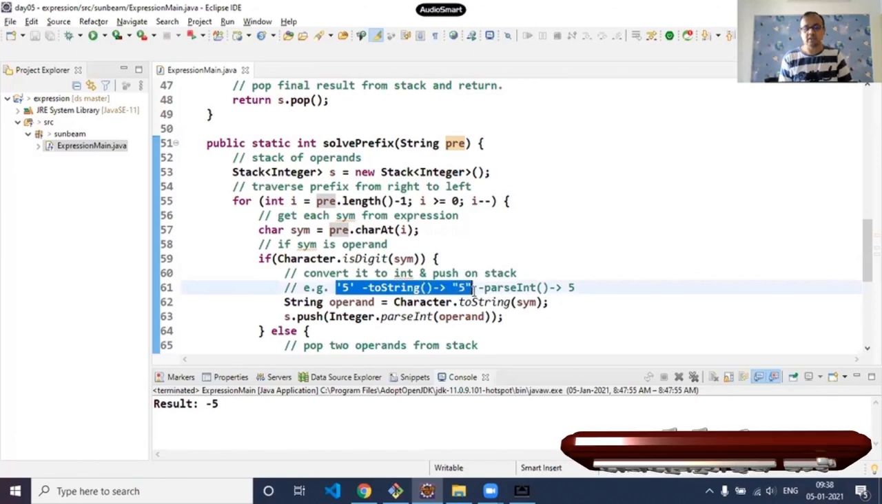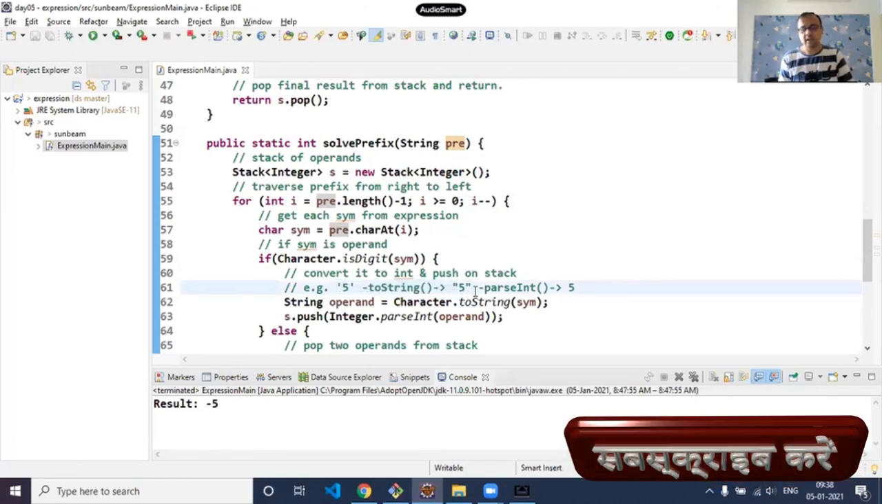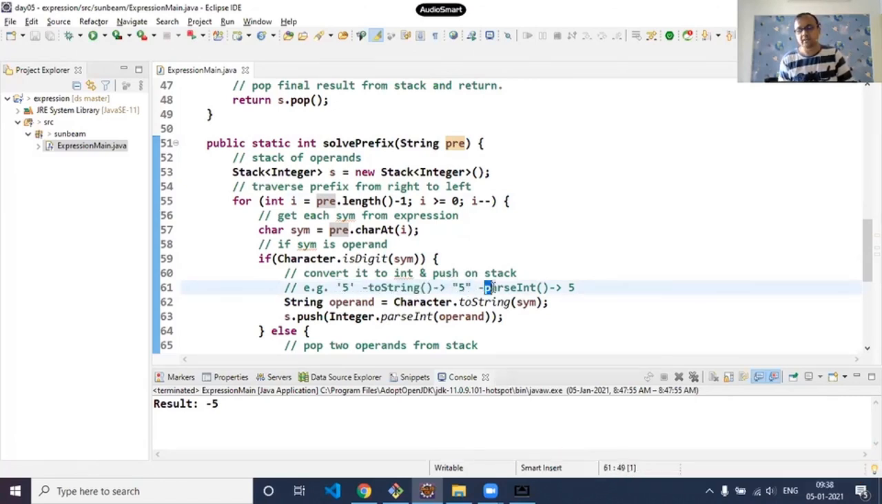The character to string, it is converting into the double quotes, and that double quoted stuff I pass it to the parseInt function, which is converted to the plain integer 5. I hope people understand that this is ASCII value of 5. This is not 5. This is double quoted 5. That is nothing but string 5, and this is nothing but the actual integer numerical value 5.